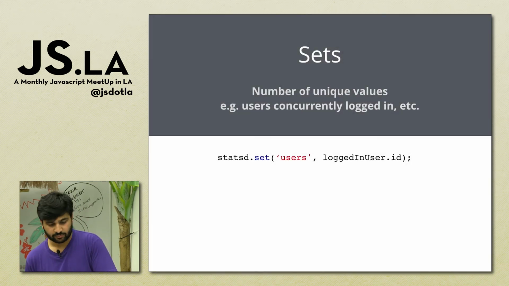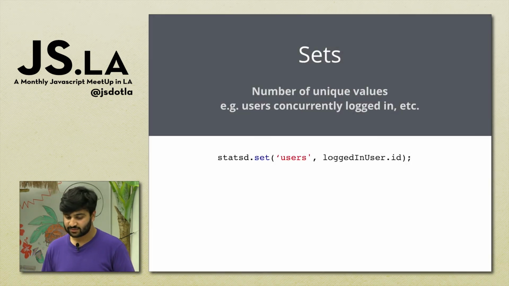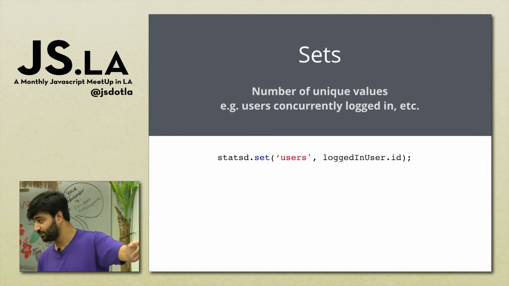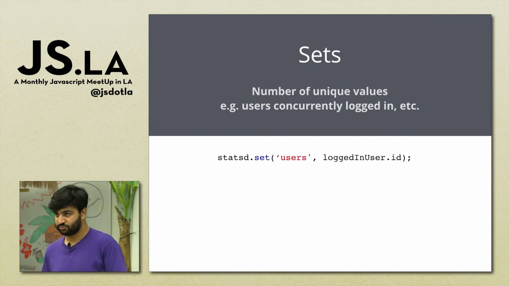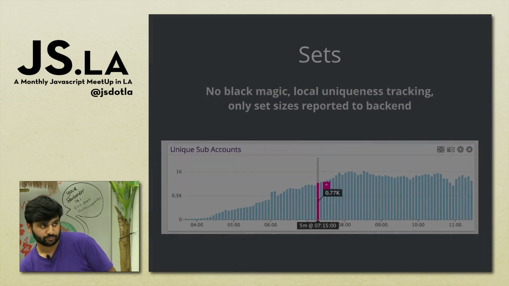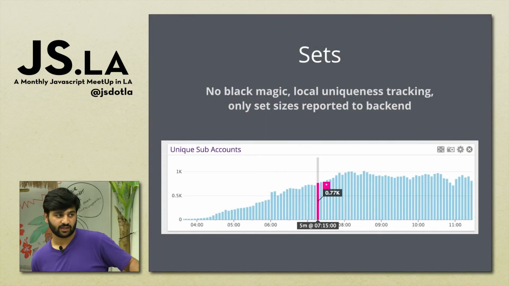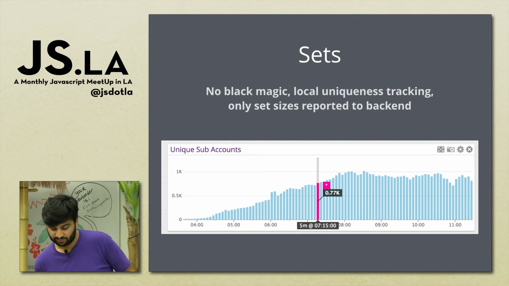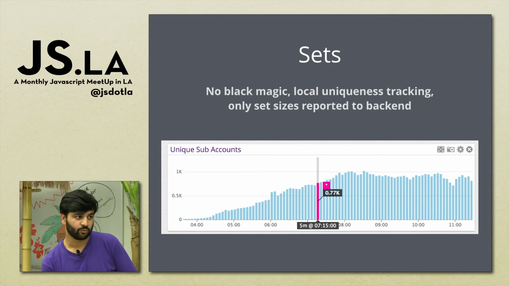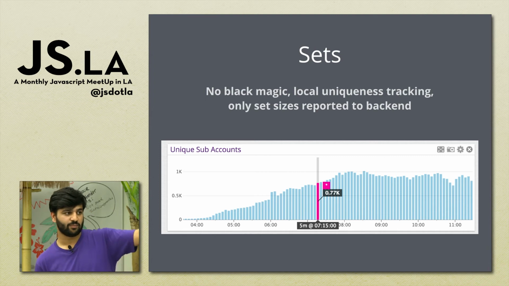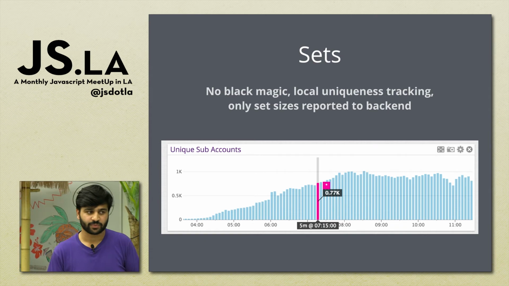Sweet. So next primitive, you've got sets, and sets just keep track of unique values. So here I'm passing in the logged in user's ID, and the idea is show me the number of logged in users that are there. This is what that generates, just a bunch of bars where every 5-minute interval we get the number of unique values, the number of unique user IDs that were there.